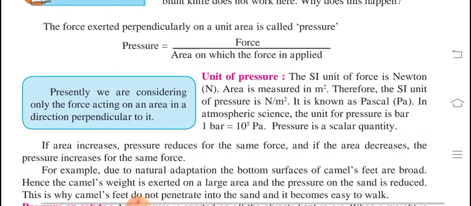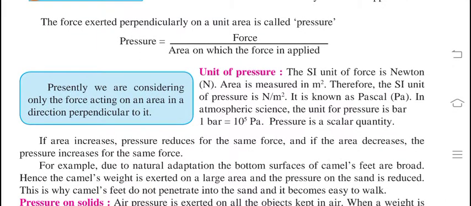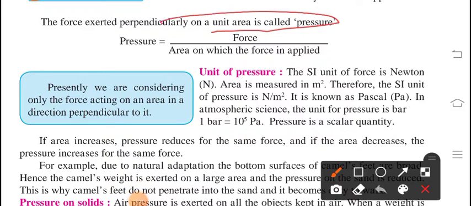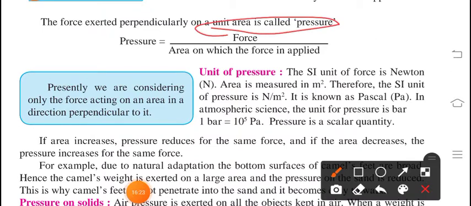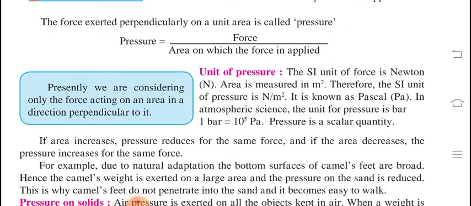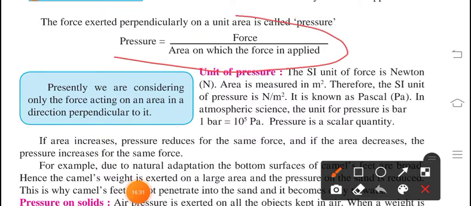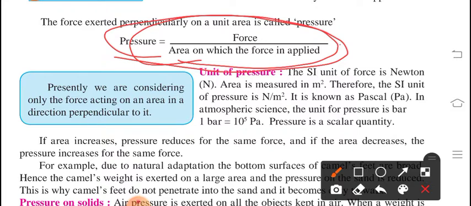So we can say force exerted perpendicularly on a unit area is called pressure. I have explained this part in the last lecture also, with the help of the table and wooden blocks example. You can observe that example also. So we can say pressure is equal to force upon the area on which force is applied. Hence pressure P is equal to force F upon area A. So this is the formula for pressure.